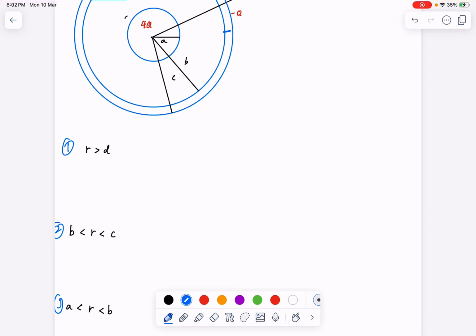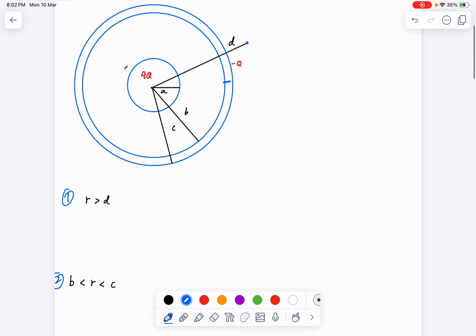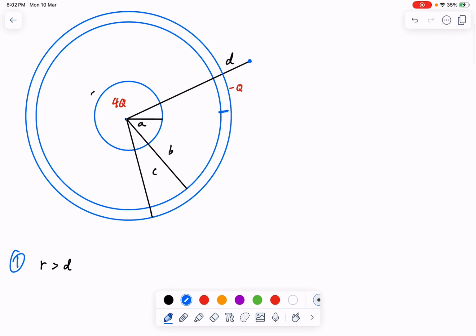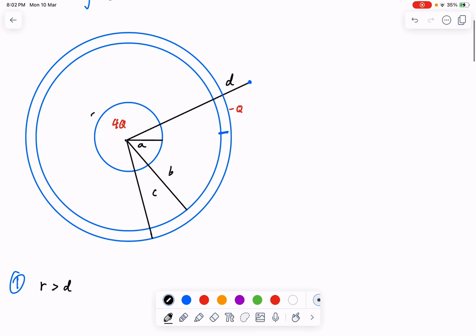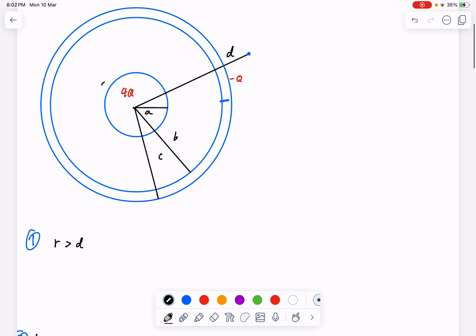Where r is greater than d, consider the net charge of these two shells. Note that these are two conducting shells, and this one has thickness, by the way. It's not one-dimensional.